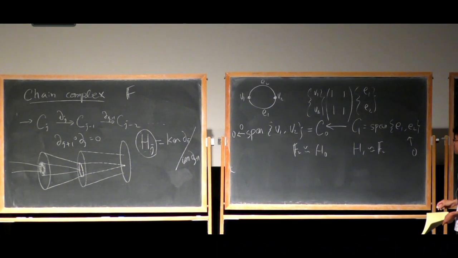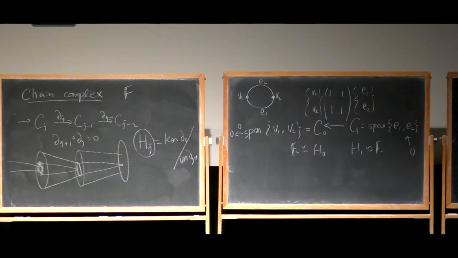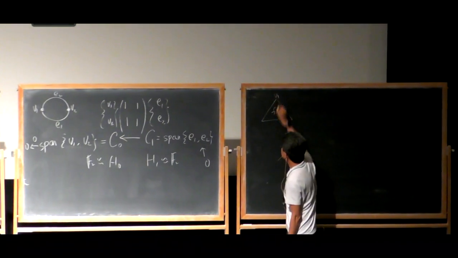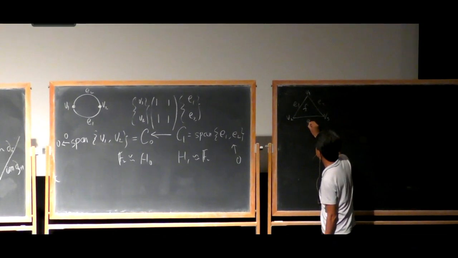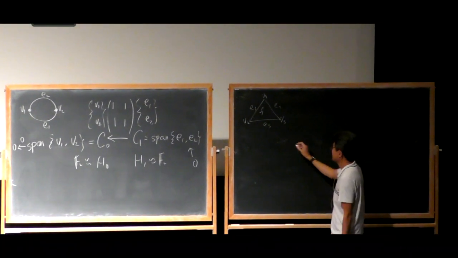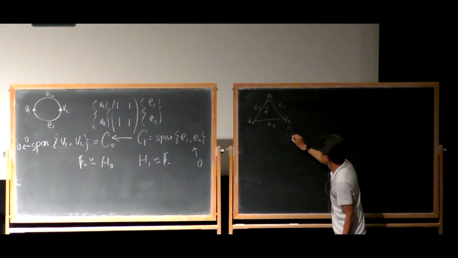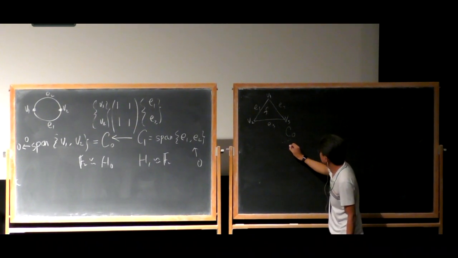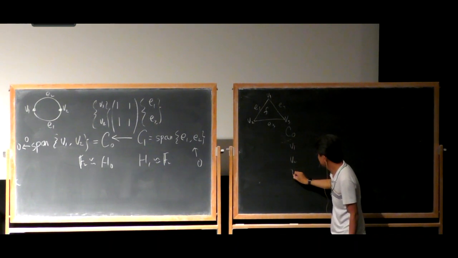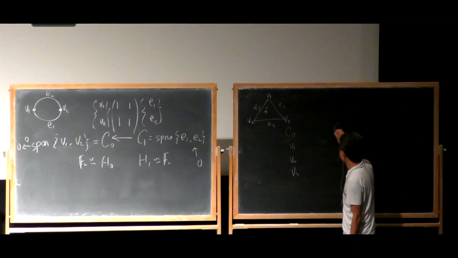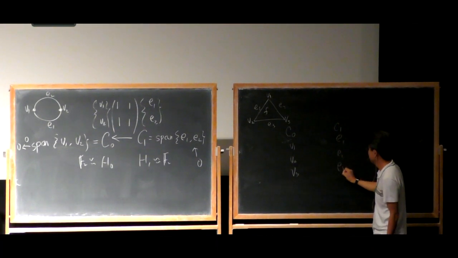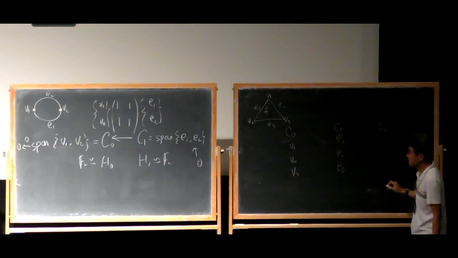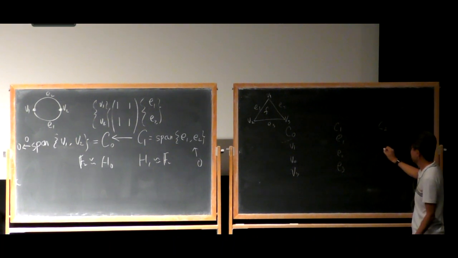That's it. We can do this exercise once again with a triangle. Say this F, V1, V2, V3, E1, E2, E3. And how can I construct the map? The zero-dimensional space will be spanned by V1, V2, V3. One-dimensional cells, there are three of them, E1, E2, E3. At dimension two, how many cells do I have? Just one, F.